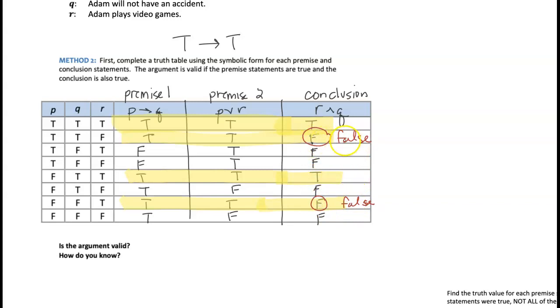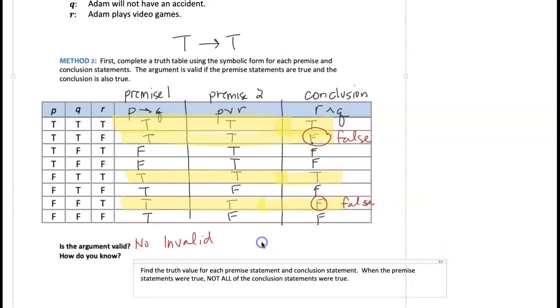Notice that in case 2 and case 7, our argument failed to be valid. So is the argument valid? No, it's invalid. And our reason, how do we know? When we found the truth values for the premise statements and conclusion, where the premise statements were true, our conclusions were not always true. And that caused our argument to be invalid.